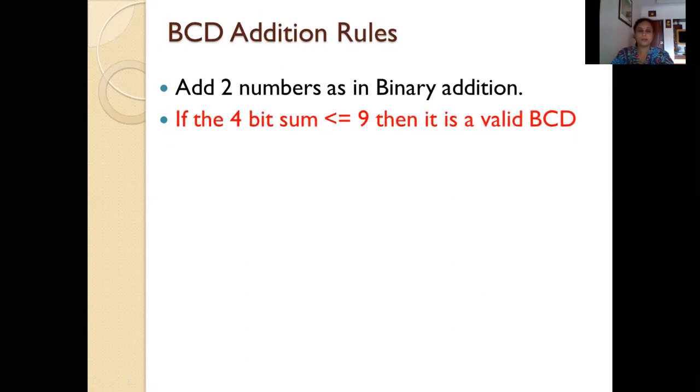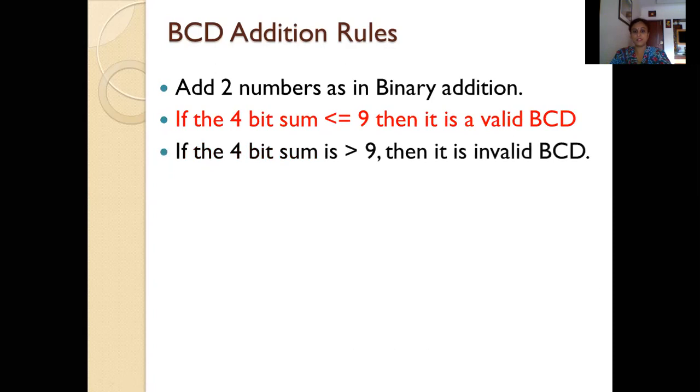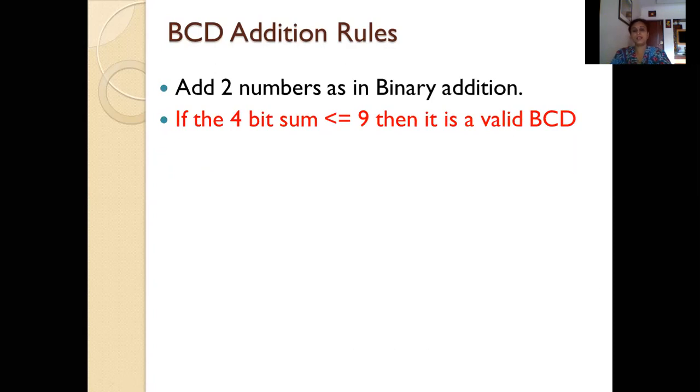Let us see what the first case is. The first case is if the 4-bit sum is less than or equal to 9, then it is a valid BCD. For example, suppose we take 2 and 4. If we add 2 and 4, the result is 6, which is less than 9, so it can be considered a valid BCD. If the result after addition of two numbers is within the range of 0 to 9, then it is a valid BCD. That is our first rule.